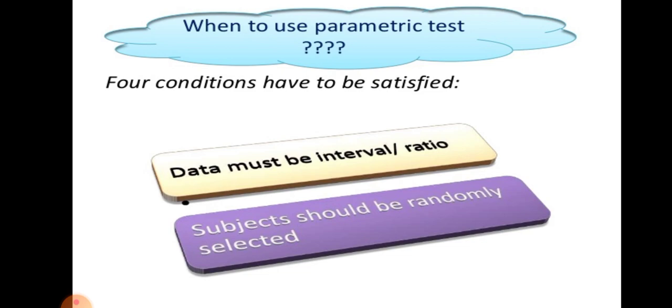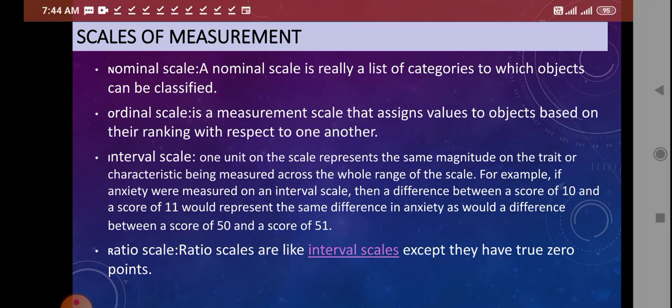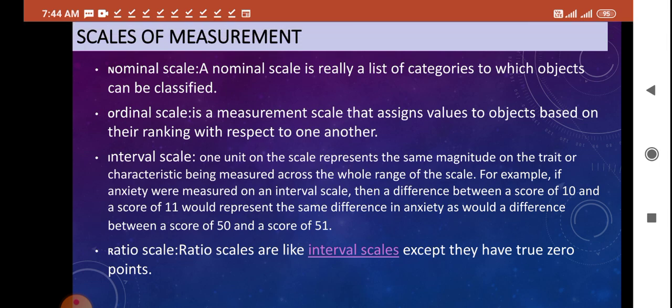Number one is data must be interval or ratio. Subject should be randomly selected. So before explaining the interval and ratio, I want to explain to you scale of measurement. There are four kinds of scale of measurement: nominal scale, ordinal scale, interval scale, and ratio scale. So, what is nominal scale? A nominal scale is really a list of categories to which objects can be classified.